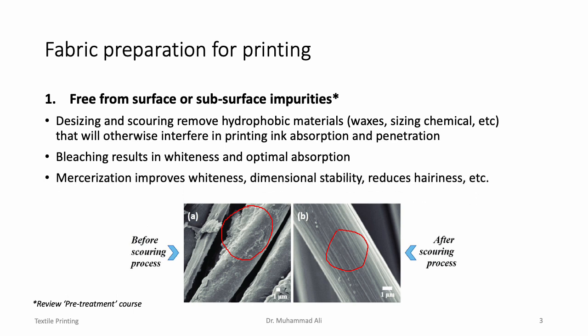Optionally, we carry out the mercerization process as part of the pre-treatment operations. Mercerization is known to improve the whiteness of the fabric. It is known to improve the dimensional stability, and it is argued that mercerization reduces hairiness on the surface of the fabric. So in a way, if we carry out mercerization, we can expect that the fabric surface will become smoother.